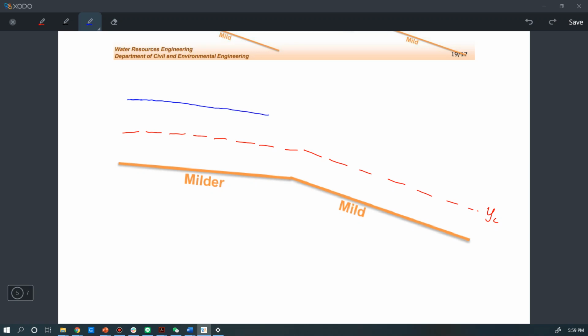And because the upstream channel is milder, the normal depth should have a higher water level compared to this mild channel. That is just exaggerated a bit. We have something like this. So again, let's write this as yn1, and this as yn2. Okay.